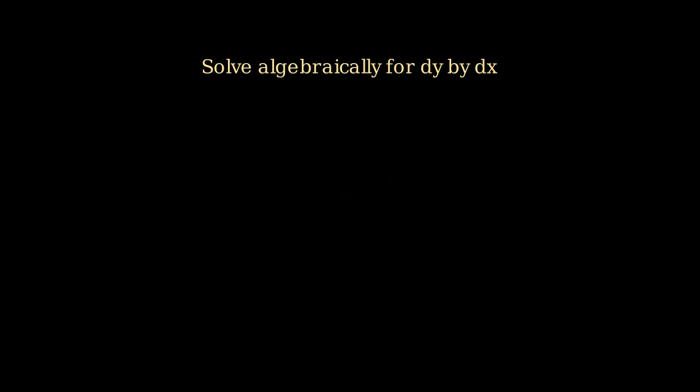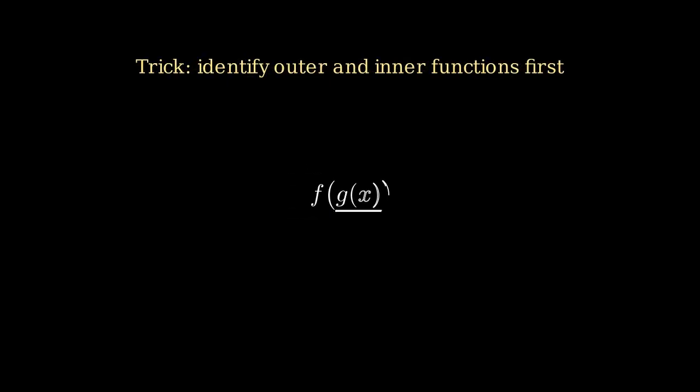Here's a useful trick for spotting the chain rule before you even start differentiating. Look at your expression and identify the outer function and the inner function. Mentally underline the inner function first, then differentiate the outer function with the inner function still plugged in, and finally multiply by the derivative of that inner function.